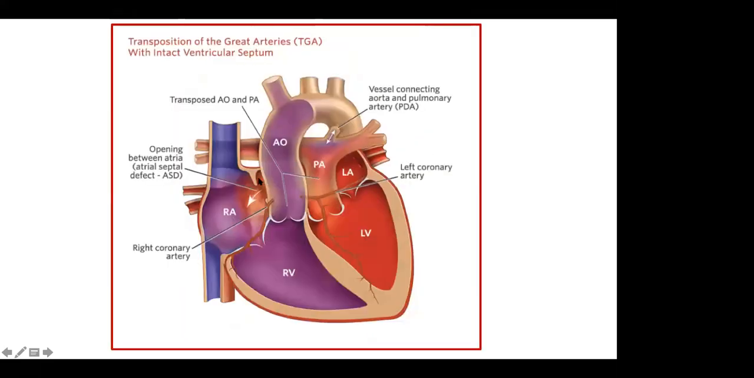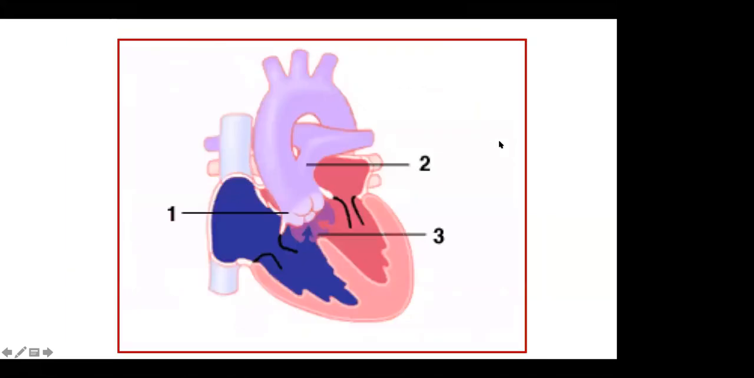So what you need to do is start prostaglandin to keep the PDA open. If it's not enough, which most likely it is not, and there is no ASD, you have to create an ASD by balloon septostomy before you send the patient, after stabilization, to the corrective cardiac surgery, which is the arterial switch operation.